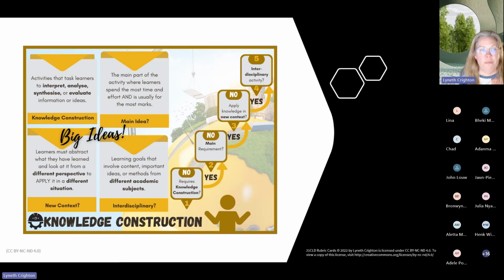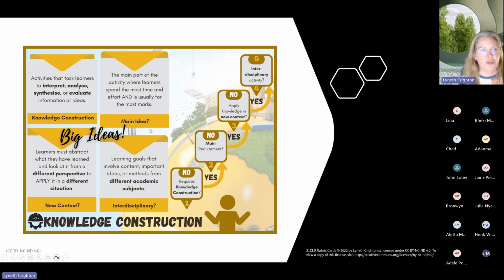So there are big ideas in what Becky said, and the main ideas, which means that you need to understand the rubric. I've represented the rubric here as a bunch of speech bubbles because it's in essence questions you ask yourself. The first question is, does it require knowledge construction? If you said no, you would stay on level 1. If you said yes, you would go and ask the second question, which is, is it a main requirement?